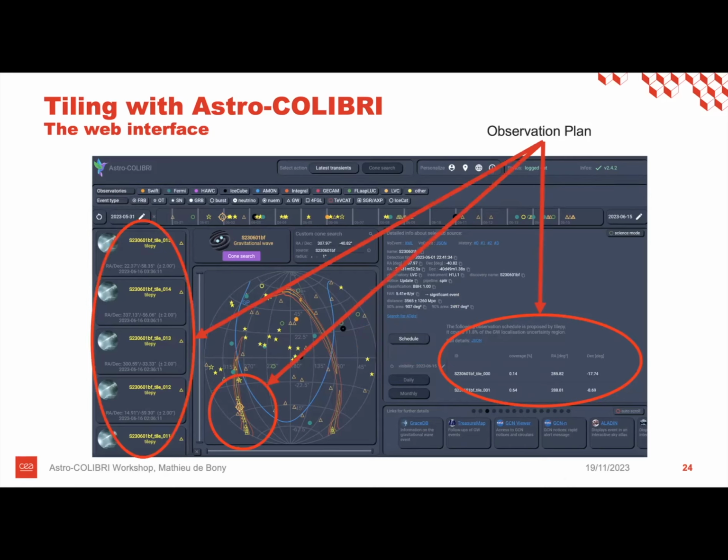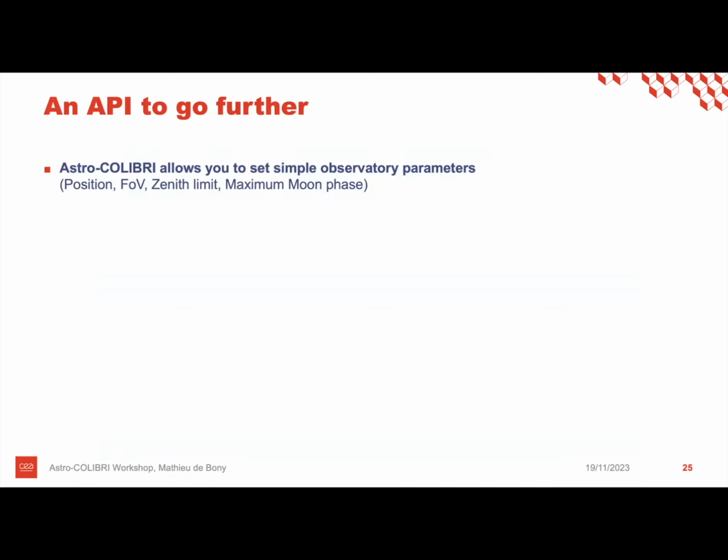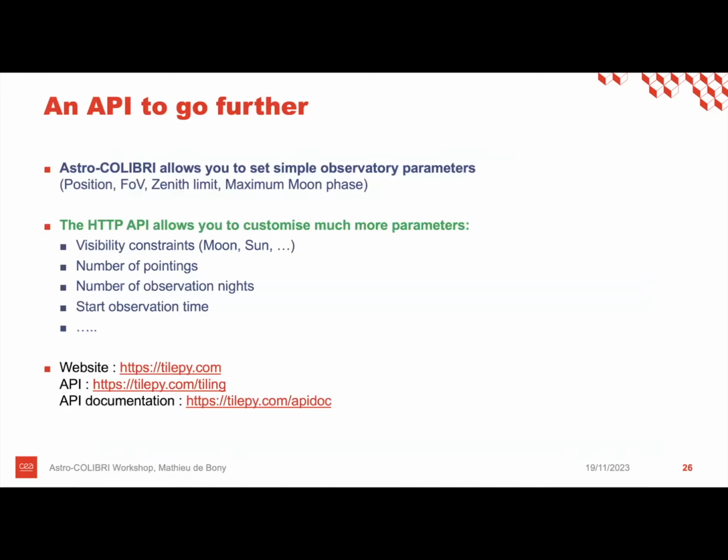And so it allows you to visualize where you will point relative to the alert and to see what you will do. This is also accessible directly from an API, where you could set many more things compared to what you could do from the Astro-COLIBRI interface. And then it will run on these cloud infrastructures, and you will get back exactly the same information as Astro-COLIBRI, but a bit more customized for you.